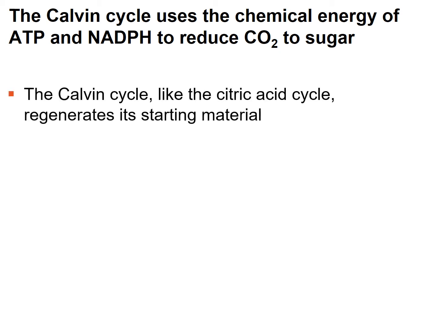Now, the Calvin cycle is very similar to the citric acid cycle in that it is a cycle, so there's a starting material that is eventually regenerated. In the citric acid cycle, it's oxaloacetate. In the Calvin cycle, it's ribulose bisphosphate. The Calvin cycle is an anabolic process, because we're building sugars here, and it takes energy to do it. And remember, the Calvin cycle uses the energy from ATP hydrolysis and the energy stored in the NADPH as electrons.